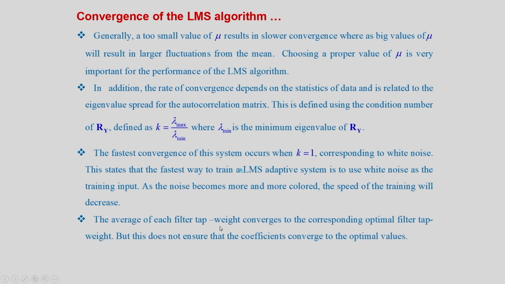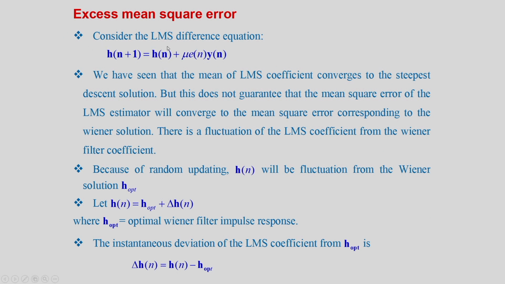The average of each filter tap weight converges to the corresponding optimal filter tap weight, but this does not ensure that the coefficients converge to the optimal value, because only the average part is converging. We have to consider the fluctuating part also. Let us consider the LMS difference equation. H of n plus 1 is equal to Hn plus mu en into yn. We have seen that the mean of the LMS coefficient converges to the steepest descent solution.